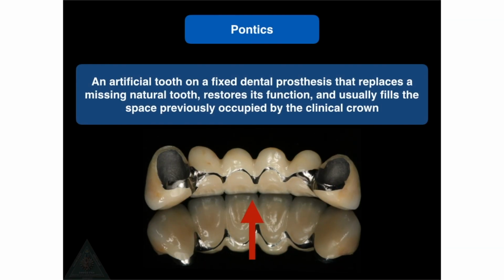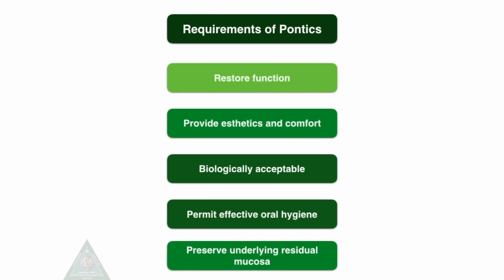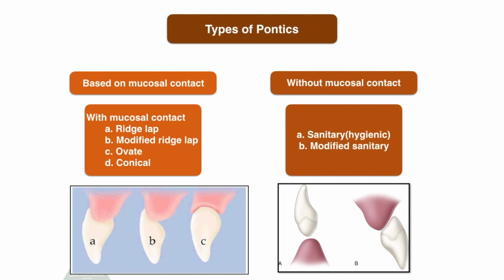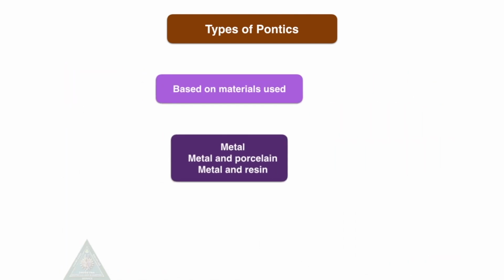Pontic is the artificial substitute for the lost natural teeth. The pontic should restore function, it should provide aesthetics and comfort, it should be biologically acceptable, it should permit effective oral hygiene, it should preserve the underlying residual ridge. Based on mucosal contact, the pontics can be classified as ridge slab, modified ridge slab, ovate, and conical. And sanitary and modified pontics do not have a mucosal contact.